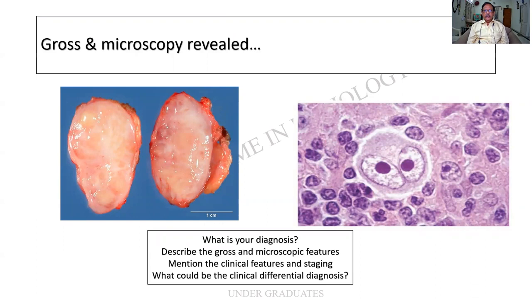Further, the lymph node was resected, sent for pathology examination. This is the gross and the microscopic picture that we people see. This can be given to you people in a chart or kept in a slide. What is your diagnosis? Describe the gross and the microscopic features. Mention the clinical features and the staging. What could be your clinical differential diagnosis? For that matter, even pathological differential diagnosis. So we'll come to these pictures. I hope you are able to digest the questions.